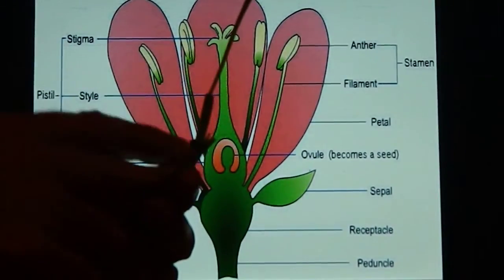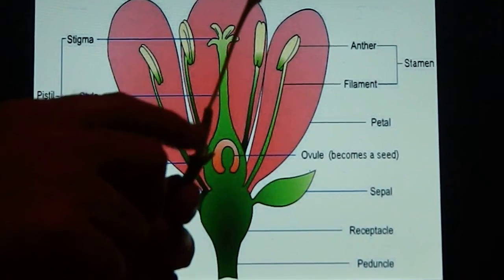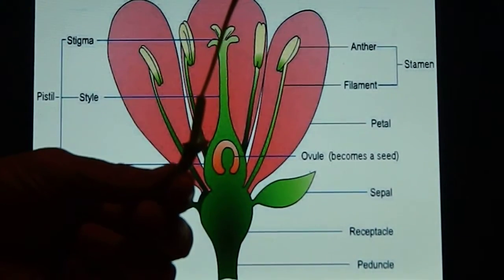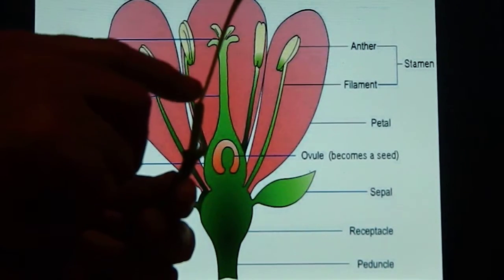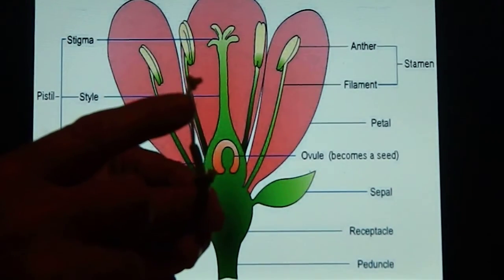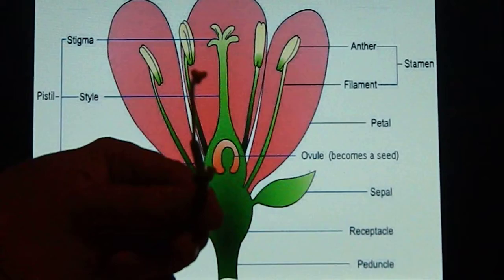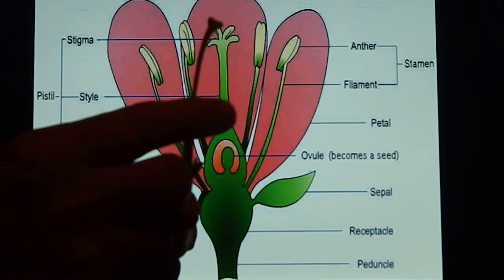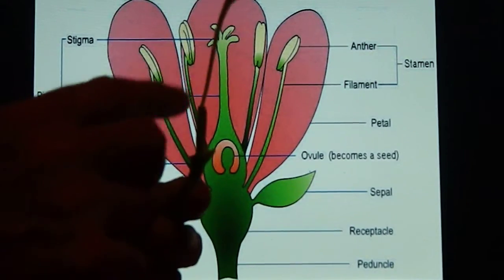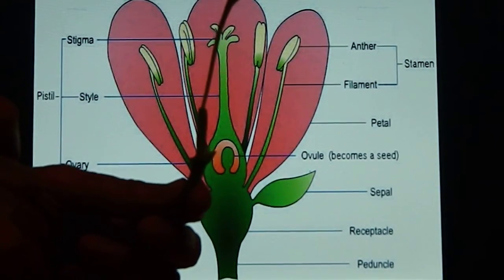All right. And here you can see the ovary, that long tube there, a little bit larger than the style. Right. If you look at the end of the stigma, there are actually 3 lobes. So it's again multiples of 3, and so the whole thing together is the pistil. Okay.